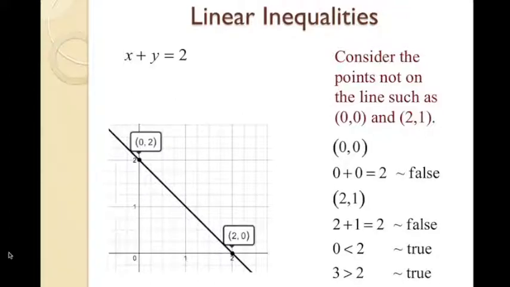If we substitute the ordered pairs that are not on the line into the equation, we can see that it gives a false statement of equality. If we state that 0 is less than 2 and 3 is greater than 2, we have true statements. The point (0, 0) is a solution to the inequality x plus y is less than 2, and the point (2, 1) is a solution to the inequality x plus y is greater than 2.